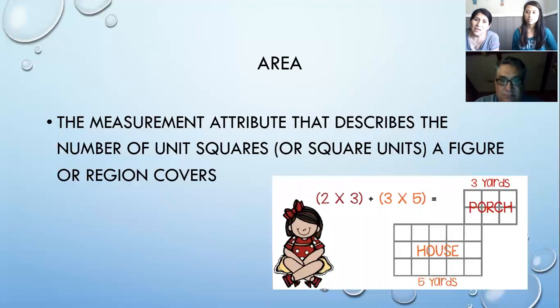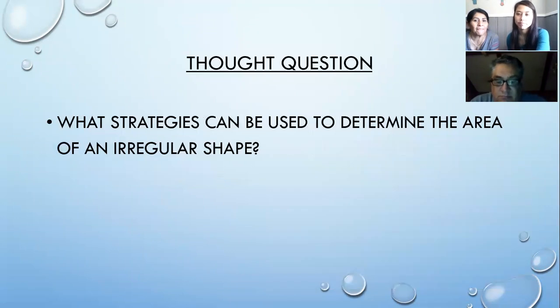Here is area. Area is the measurement attribute that describes the number of unit squares or square units in a figure, or the region that it covers. Here is your thought question. Think about this while we're going through the slides. What strategies can be used to determine the area of an irregular shape?